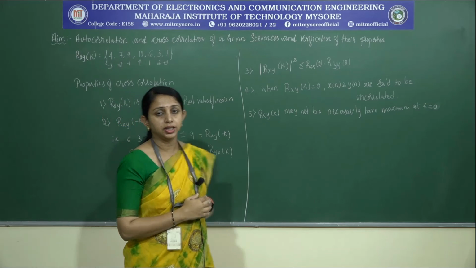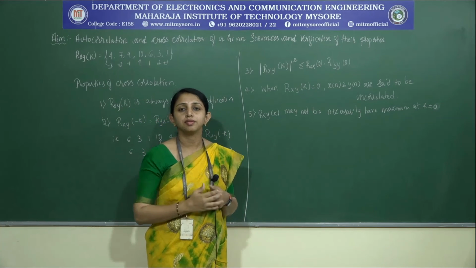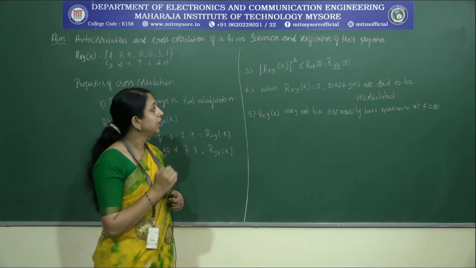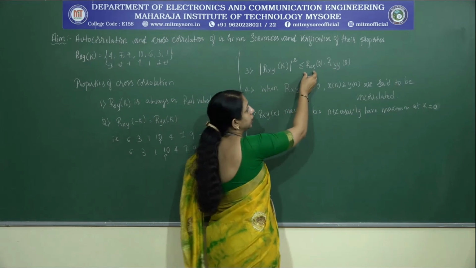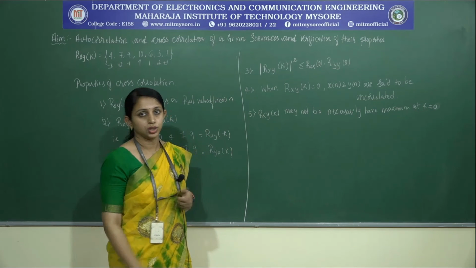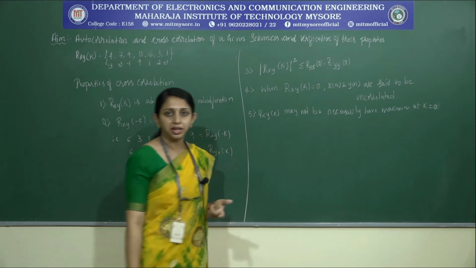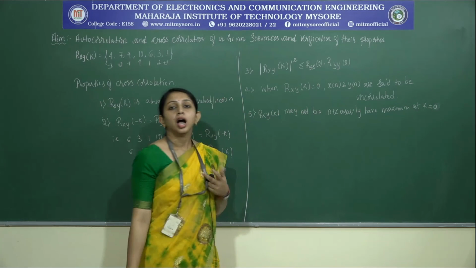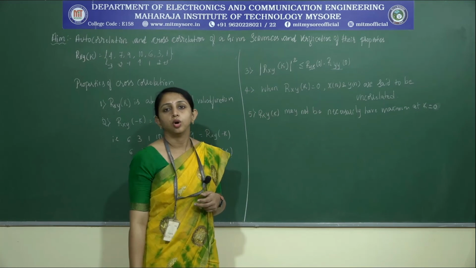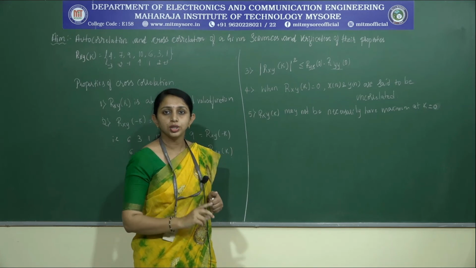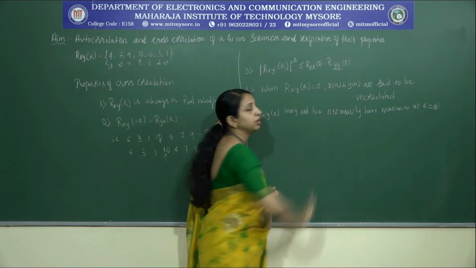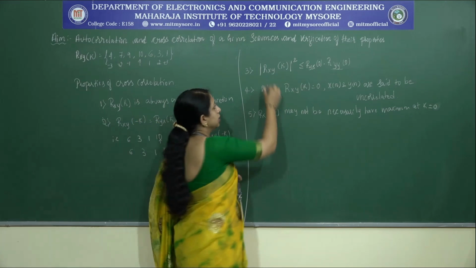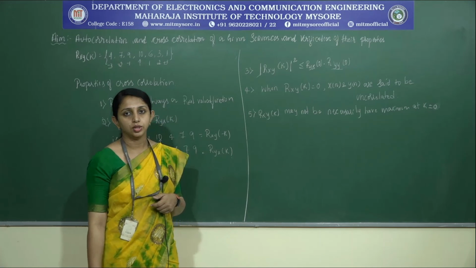Next we have the third property, which is an energy property as we have seen in the autocorrelation. The magnitude of Rxy of k squared is less than or equal to the product of the individual correlation values at the 0th position. Here, Rxx is the autocorrelation of x, and Ryy is the autocorrelation of y. The product of the autocorrelations with respect to the 0th position bounds the magnitude of Rxy of k squared. So this is the energy of the cross correlation function.